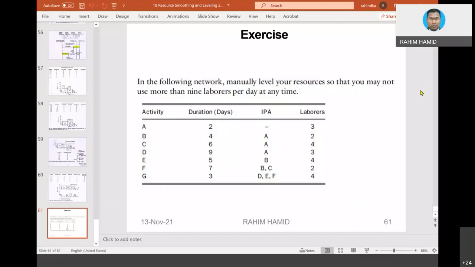Tetapi whatever it is, free float normally appears at the junction of certain activities. Tapi dia akan interrelated juga. When you look at delay, for instance, if a certain activity increases its duration. Sekarang ni activity tadi we do not increase any duration, duration basically stick at the same duration.